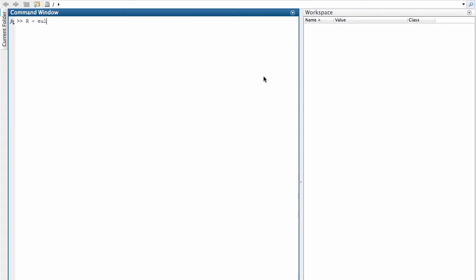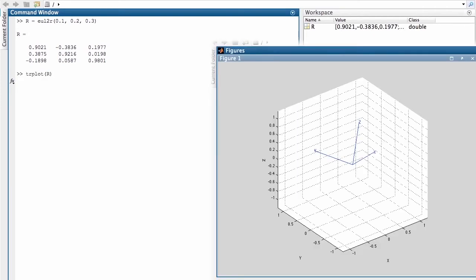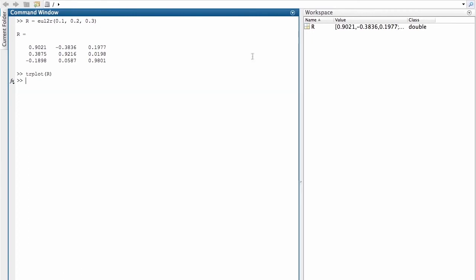It doesn't particularly matter what the value is. I'm going to create it using Euler angles 0.1, 0.2, 0.3. And there it is. And I can see what that orientation looks like by plotting it. There we see the rotated coordinate frame corresponding to this rotation matrix.